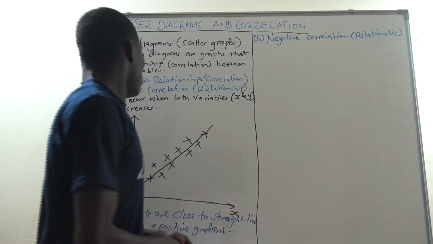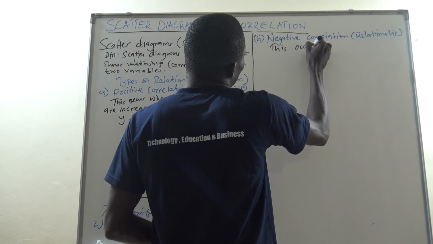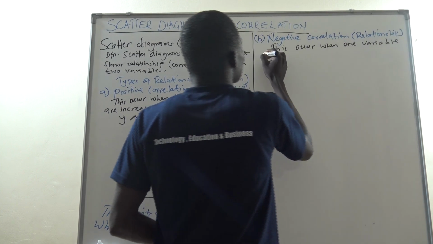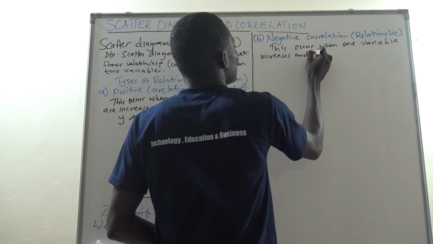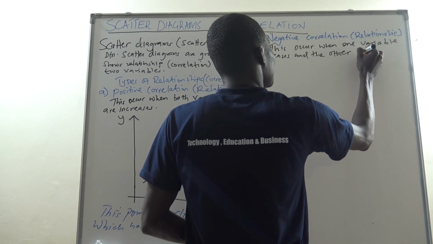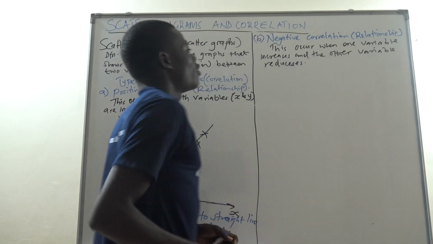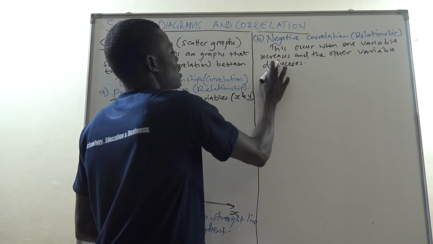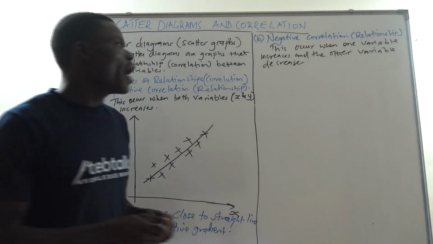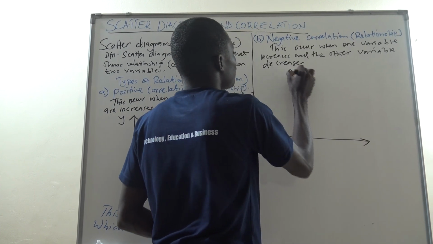Just take note that you can say this occurs when one variable increases and the other variable reduces, or decreases. You can use the word decreases. That one brings us to the negative relationship or negative correlation.